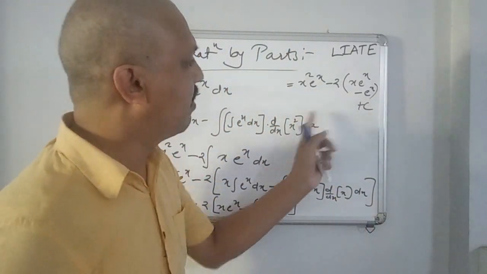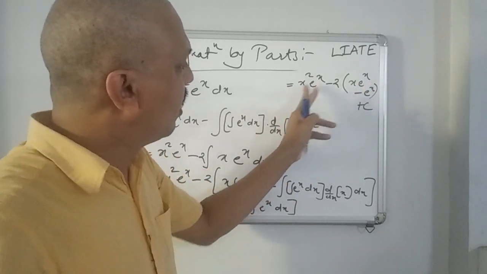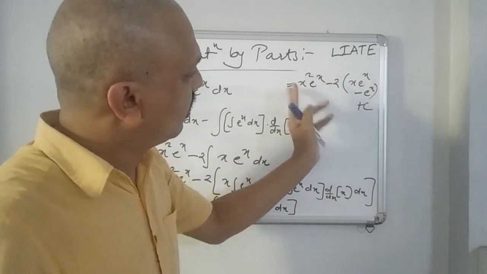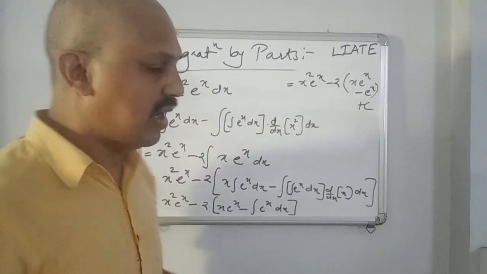And then we can expand the bracket and write it here. Or you can take e raised to x common from everything and you can write x square minus 2x plus 1 into e raised to x plus c. I hope you get this. I hope there is no problem.